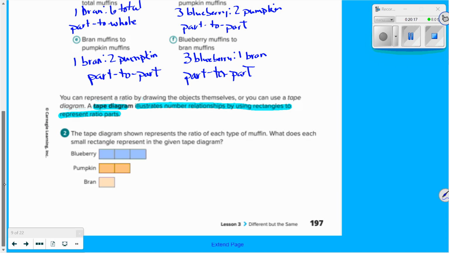This one is a ratio of each type of muffin. What does each small rectangle represent in our model? What do you think? So for example, in the blueberries, there's 3 rectangles. Pumpkin, there's 2, and the bran, there is 1. So what do you think each rectangle represents? Good job. Each rectangle is 1 muffin.